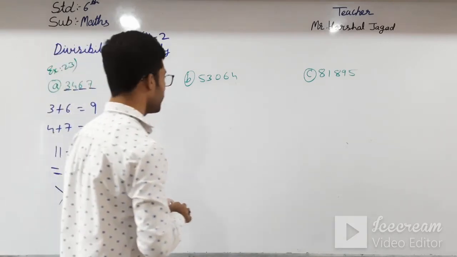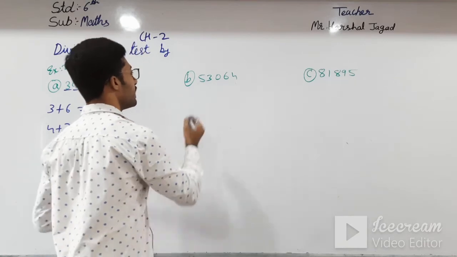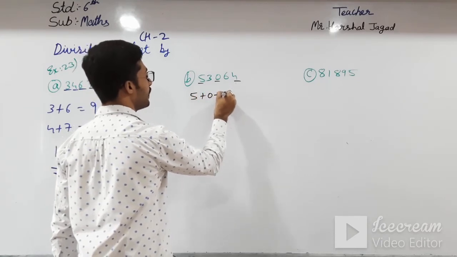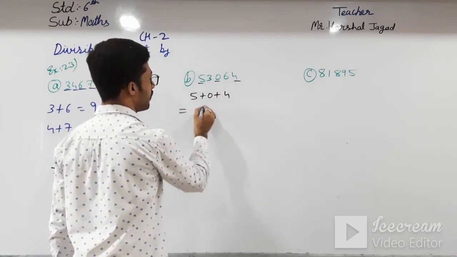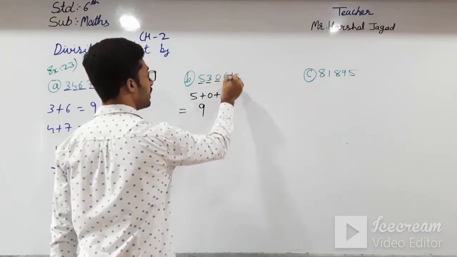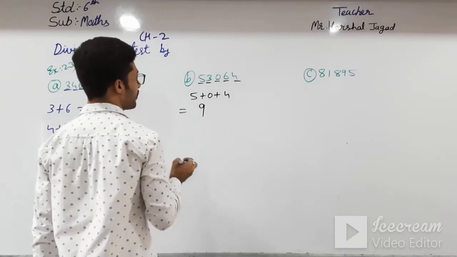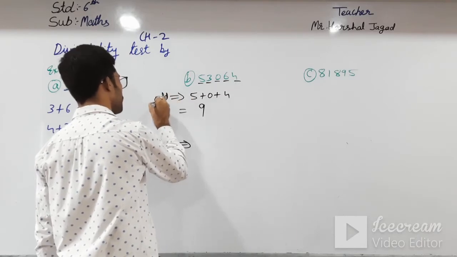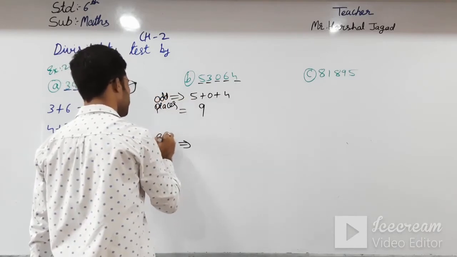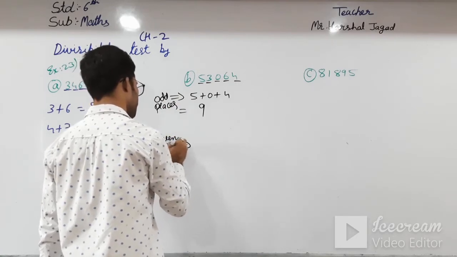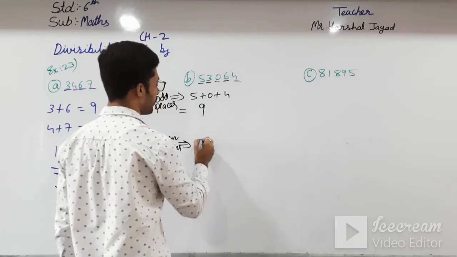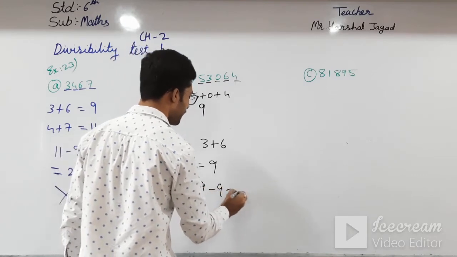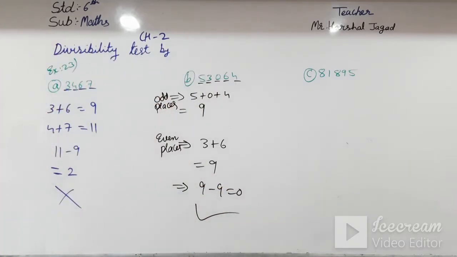Moving further, see here students. Here, first of all the sum of the odd places, 5 plus 0 plus 4, that is 9. Then the even places, 3 plus 6, that is 9. So the difference is 9 minus 9, 0. So this is divisible by 11.